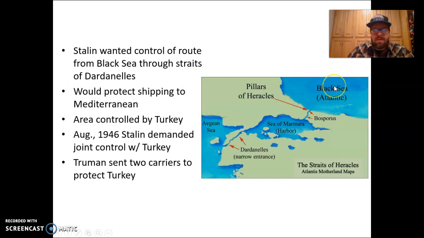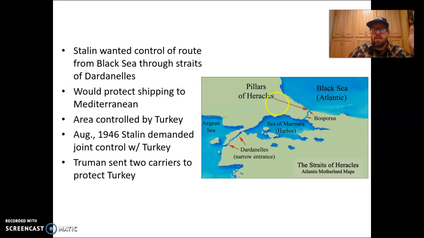connected to the Soviet Union. And so a big portion of the Soviet Union is right on the Black Sea. And so the Soviet Union wants to be able to have access from the Black Sea down here in the picture, which is the Mediterranean. And then, of course, from the Mediterranean, they would have access to the Atlantic Ocean.